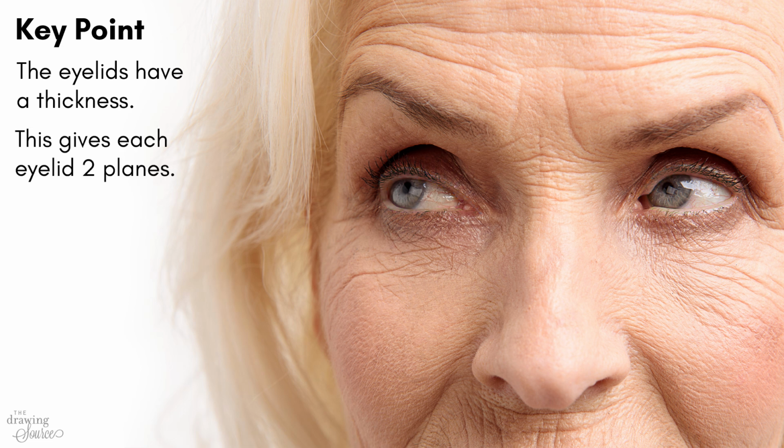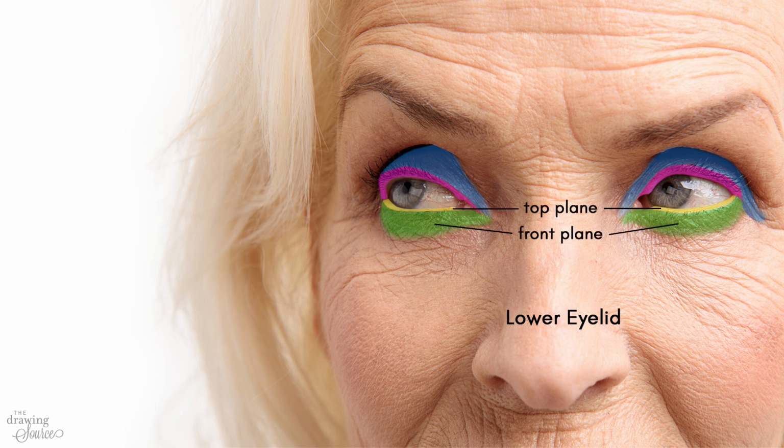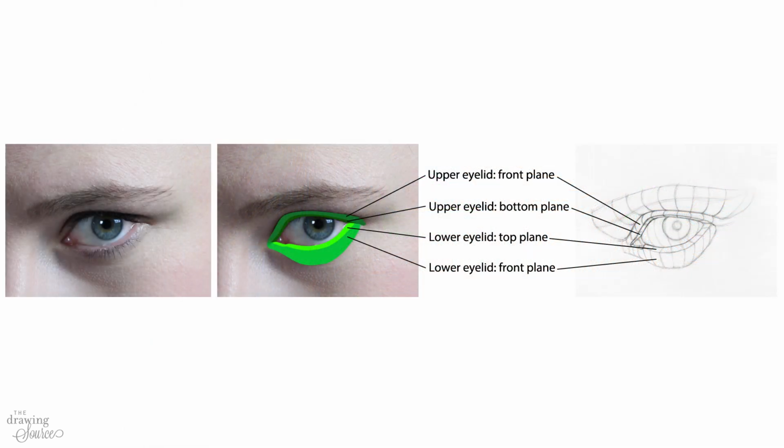This gives each eyelid 2 planes that we must notice and show in our drawings. The upper eyelid has a front plane and a bottom plane. The lower eyelid has a front plane and a top plane. If we leave these planes out of our drawing, it will not look believable or realistic because these planes create a sense of depth and dimension.